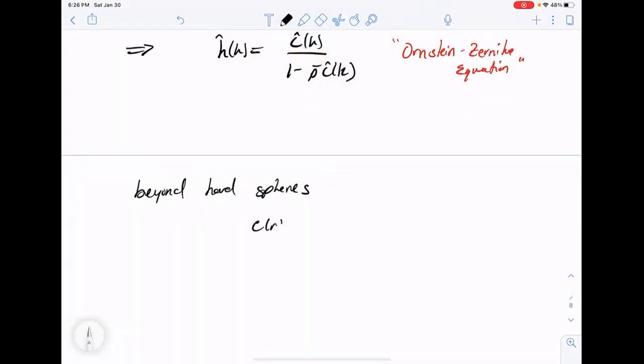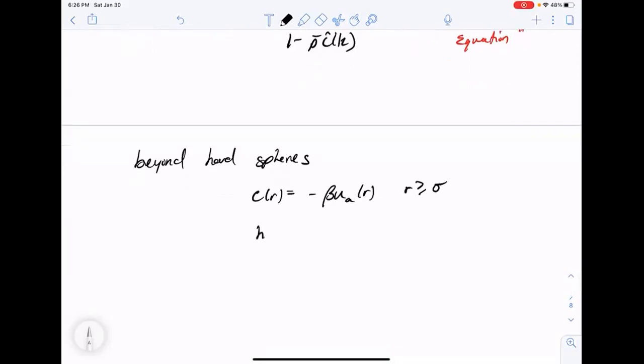One could introduce boundary conditions that said that the C of R was equal to some potential that was attractive for R greater than sigma. And the H of R still invoked that excluded volume constraint for R less than sigma. This is known as the mean spherical approximation. It's essentially a way to include the Debye-Huckel equation, in which case we would have exactly replaced this C of R with the potential that the particles feel, with the additional constraint that we exclude volume.